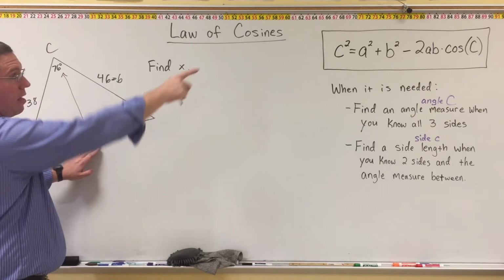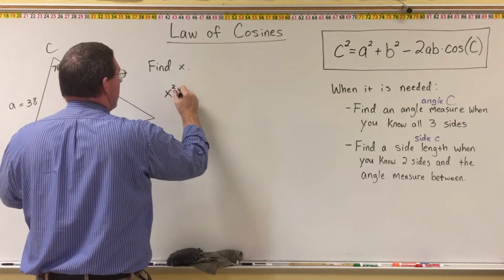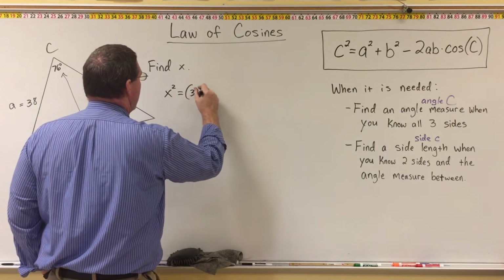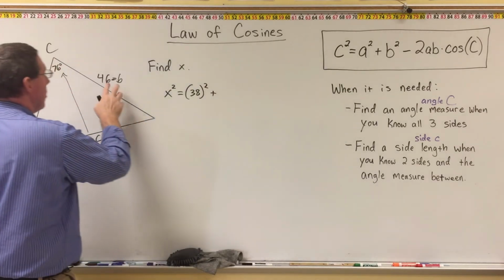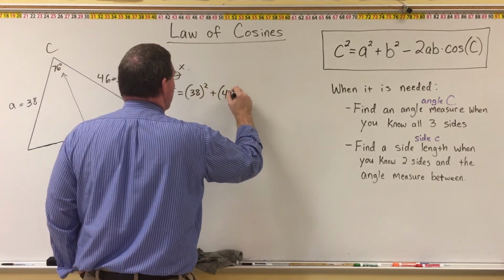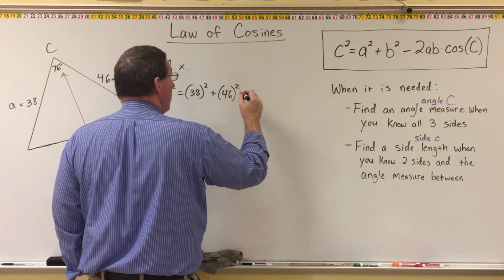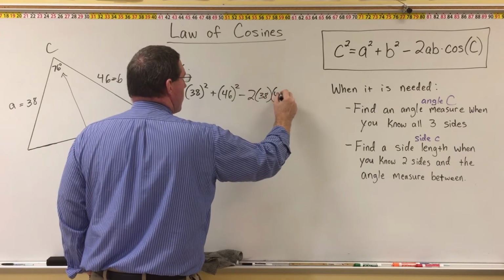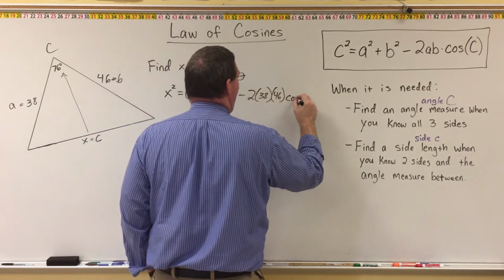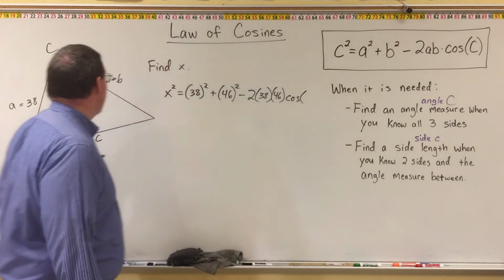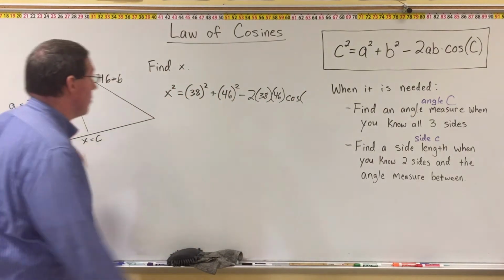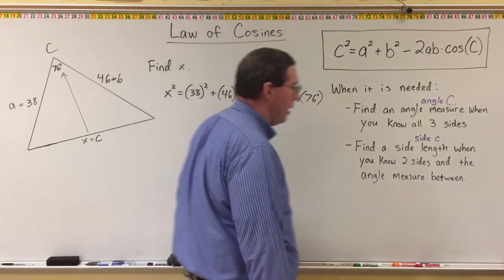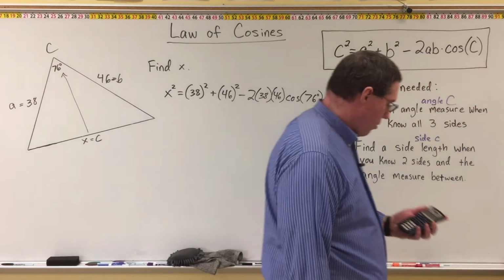We're going to put x in for c in c squared. So x squared is equal to a squared. A is 38, so we put 38 squared, plus b squared. B is 46, so we put 46 squared, minus 2 times a, which is 38, times b, which is 46, times cosine of angle C. In this case, angle C is the given angle, which is 76 degrees. So cosine of 76 degrees. Now we have to make sure that our calculator is in degree mode when we solve this.